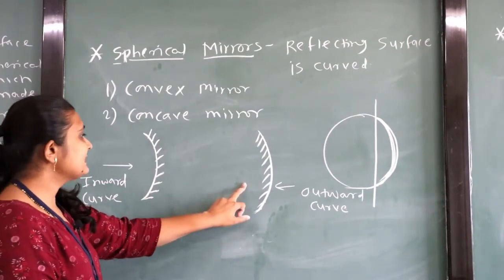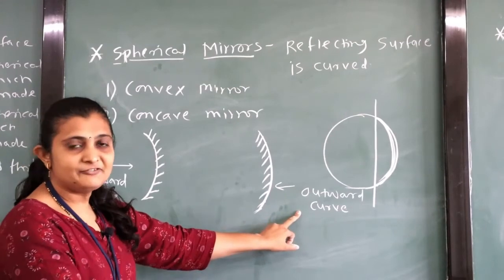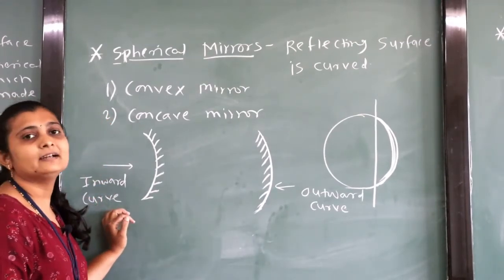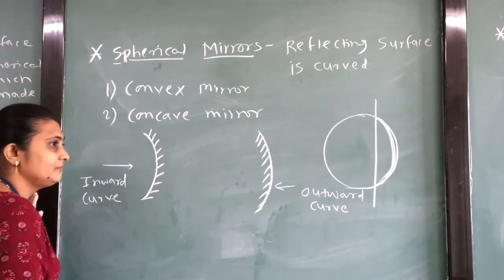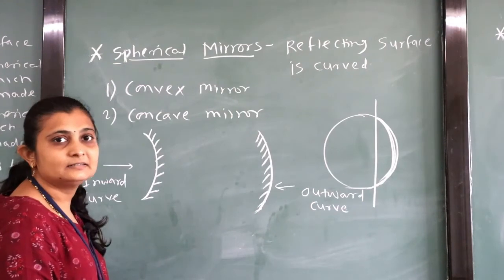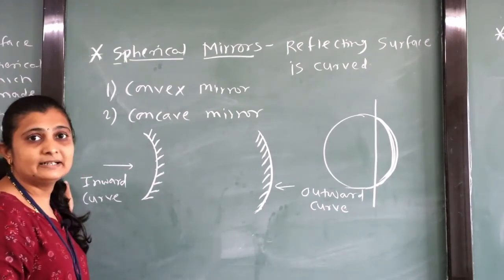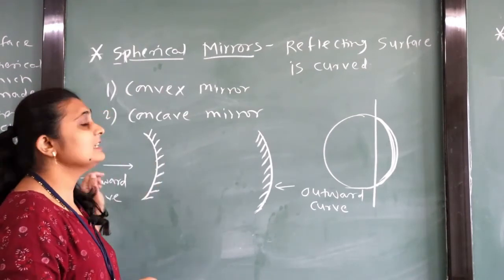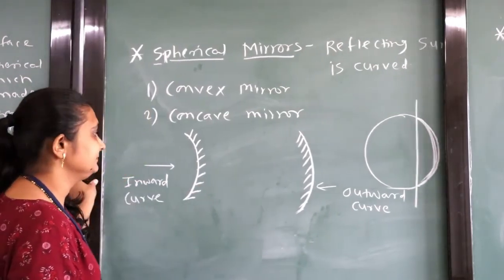In a convex mirror, the outward curve is the reflecting surface. In a concave mirror, the inward curve is the reflecting surface. For example, the headlights of a car are spherical mirrors. Mirrors used by the dentist are also spherical mirrors.